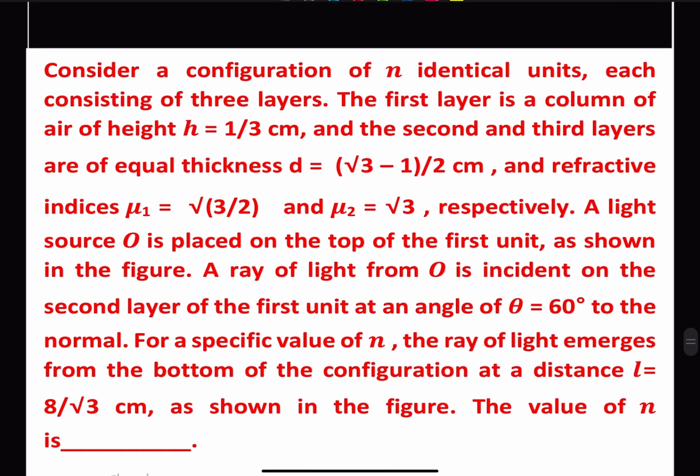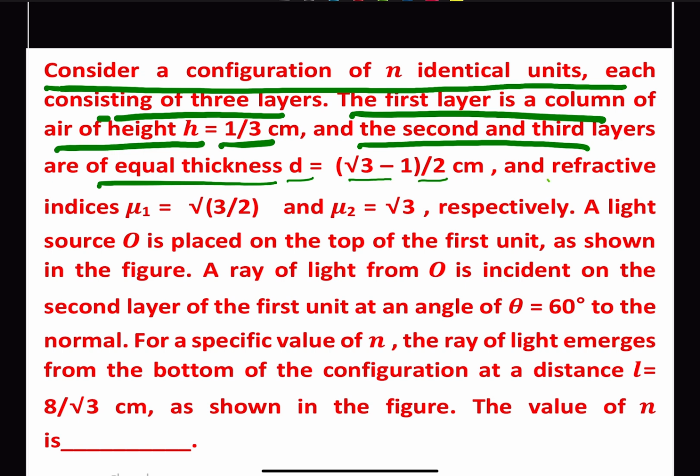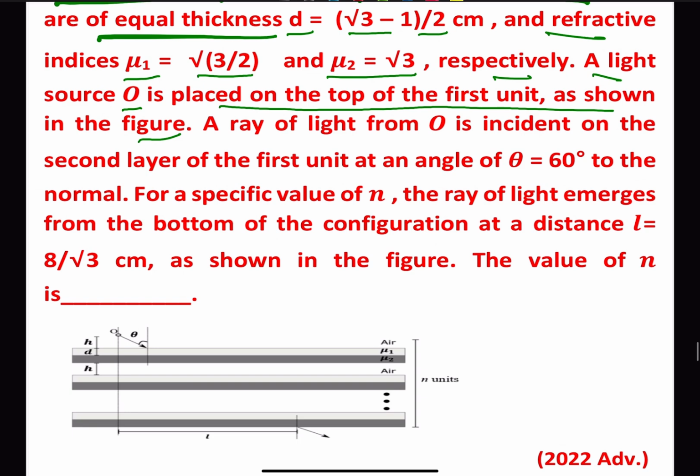And it states that consider a configuration of n identical units, each consisting of 3 layers. The first layer is a column of air of height h, that is 1 by 3 centimeter. The second and the third layer are of equal thickness d, which is given as square root of 3 minus 1 divided by 2, and a refractive index size is mu1 root 3 by 2 and mu2 root 3 respectively. A light source O is placed on the top of the first unit as shown in the figure. A ray of light from O is incident on the second layer of the first unit at an angle of 60 degree to the normal.